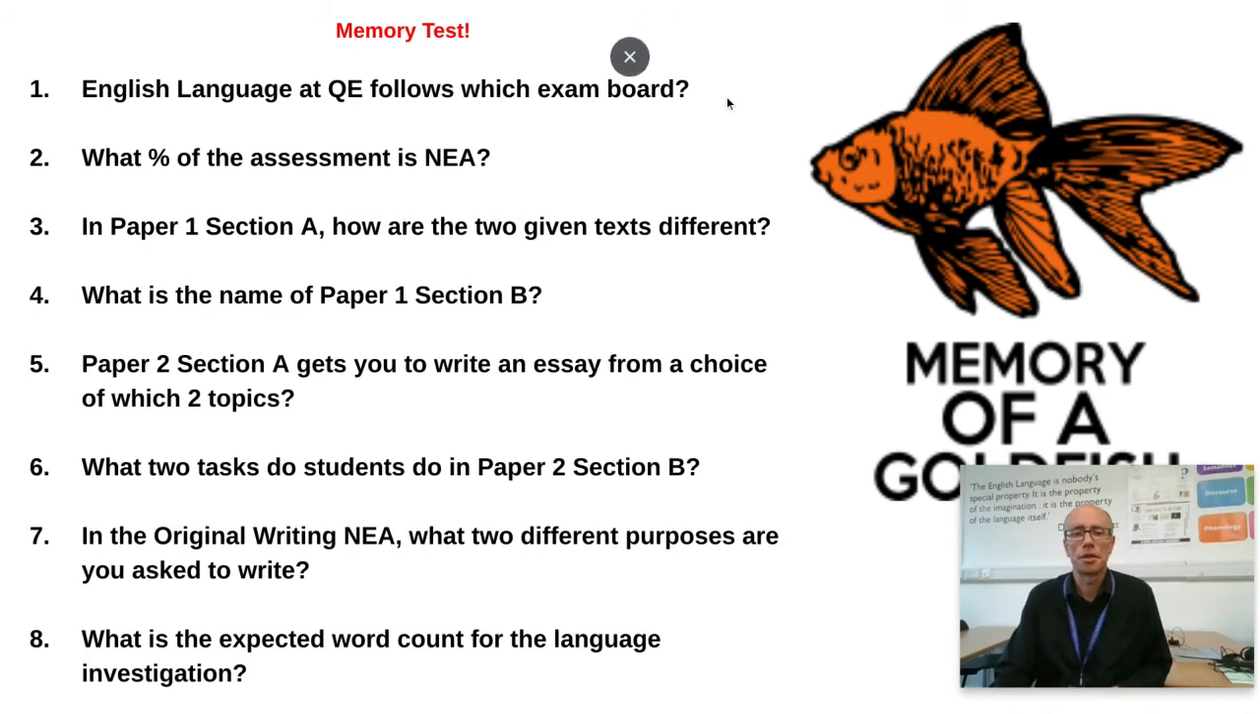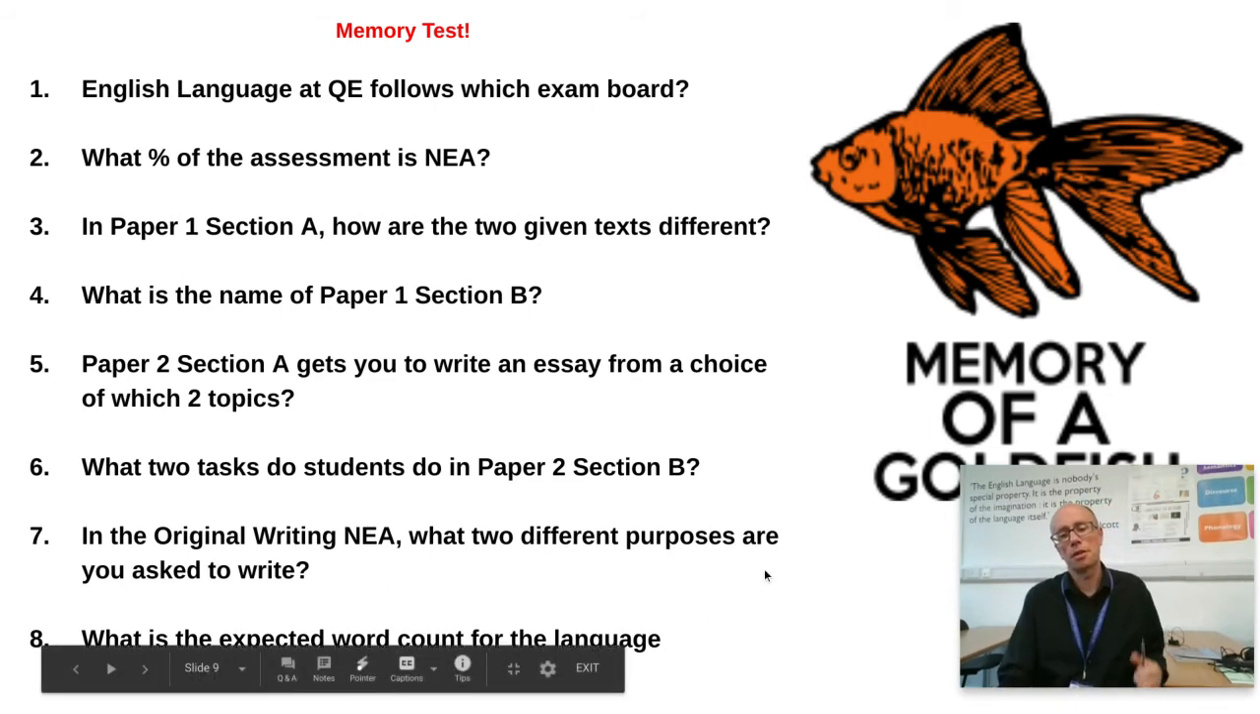Okay, so here are the answers. 1, AQA. Number 2, 20%. Number 3, they're from different time scales, and they're different modes as well. Number 4, children's language development. Number 5, language diversity or language change. Okay, number 6 is analysing 2 journalistic articles and then writing your own journalistic article.